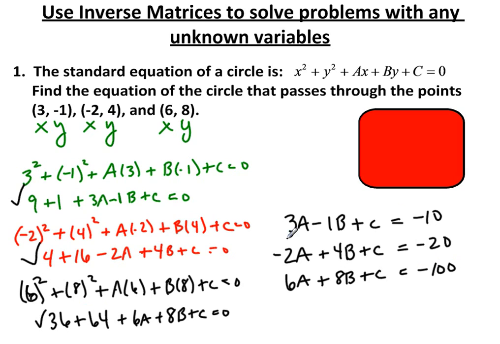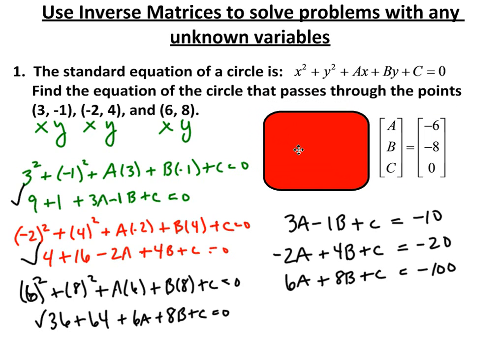So if I take this and practice right now, you could pause the video, put this into a matrix equation and solve for a, b, and c. I'm going to reveal the answer in a second. So if you want to see if you can get the correct answer on your own, pause the video now. Okay. And here is what we should get. We should get a, b, c to equal negative 6, negative 8, and 0.